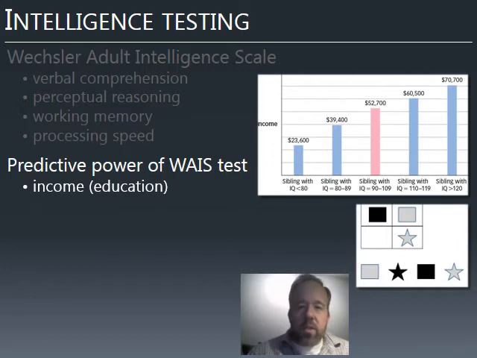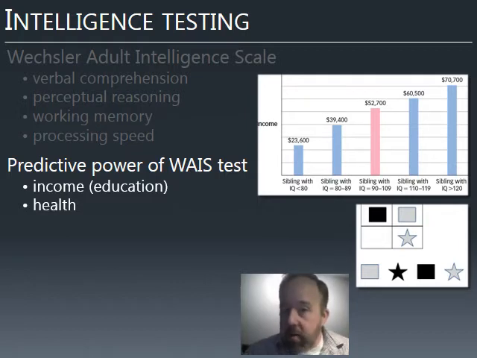So it's not just intelligence. Education is built in here as well when we're measuring things out in the real world. Interestingly, health also correlated with outcomes on this test. And so people tend to have less cardiovascular disease. They tend to live longer, in fact, if they have higher scores, higher IQ scores according to this test.